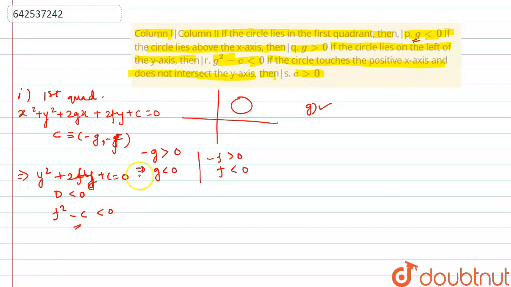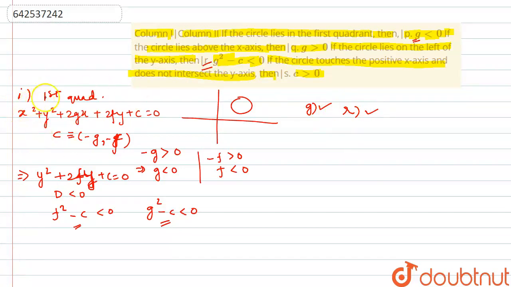Now, it is also not touching the y-axis. Therefore, following a similar method, we will get the condition that g square minus c should also be less than 0. And if we check the options, we find option R is also correct. So P is correct and R is also correct for the first statement.